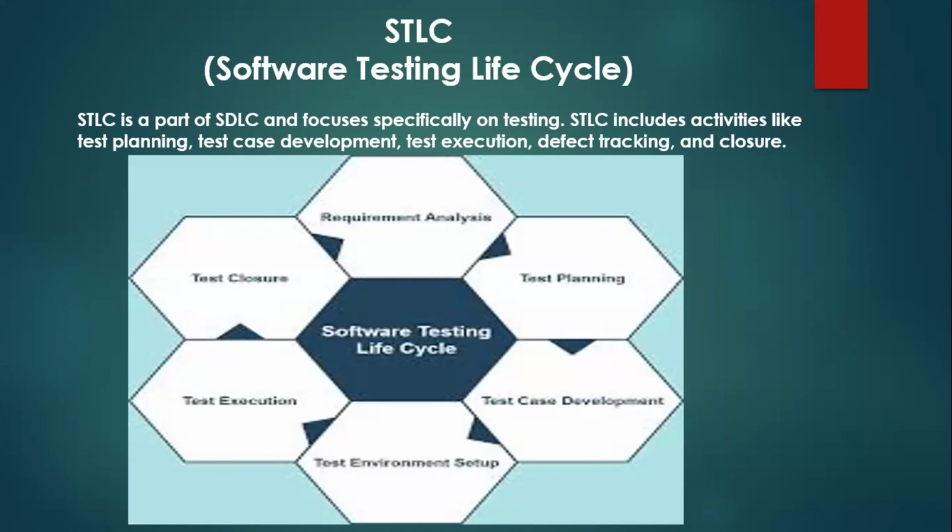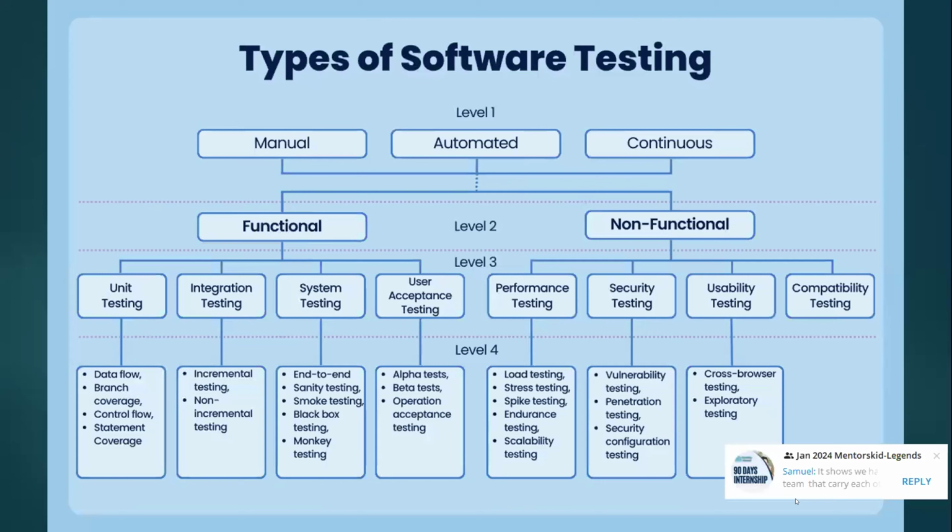Software testing life cycle. Software testing is part of SDLC and focuses specifically on testing. STLC includes activities like test planning, test case development, test execution, defect tracking, and closure. This is the graphical representation of different types of software testing and the different levels they are.